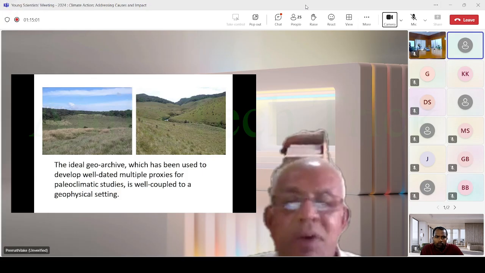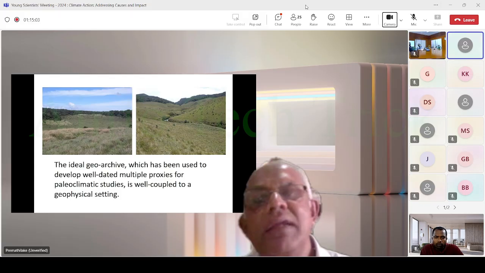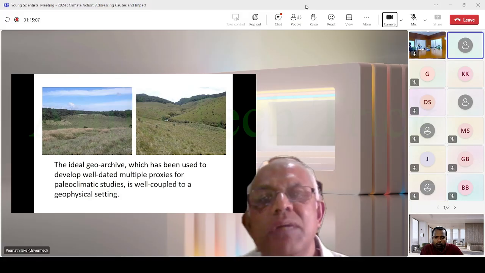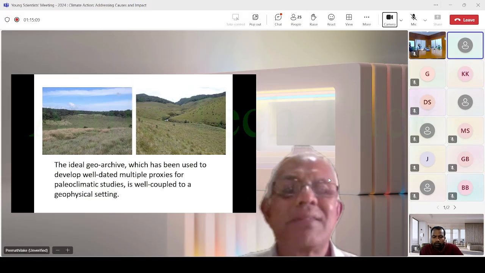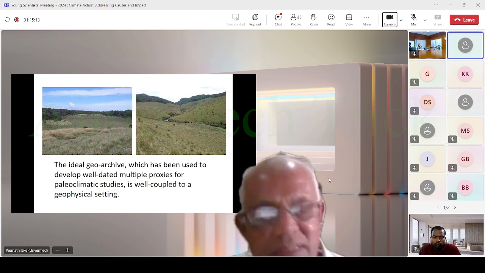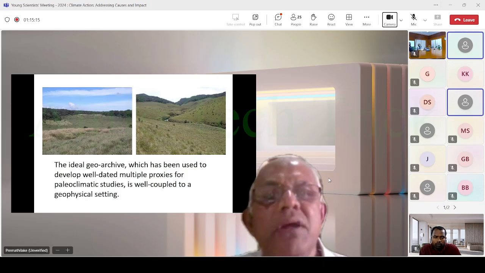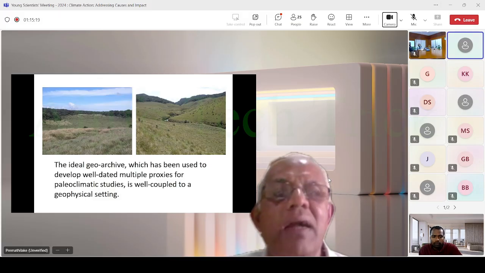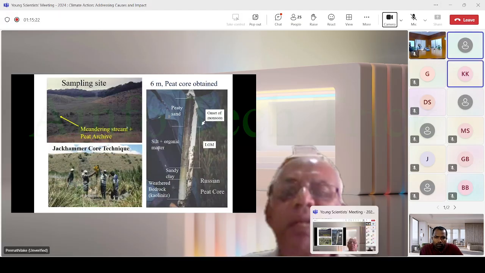It is well suited in terms of geophysical settings. The surrounding area has a lot of hills and is very much isolated, and disturbance is minimal. The forest growing there is a highly protected area, so there are no disturbances, and we can easily find better high-resolution archives and well-preserved sediments there.